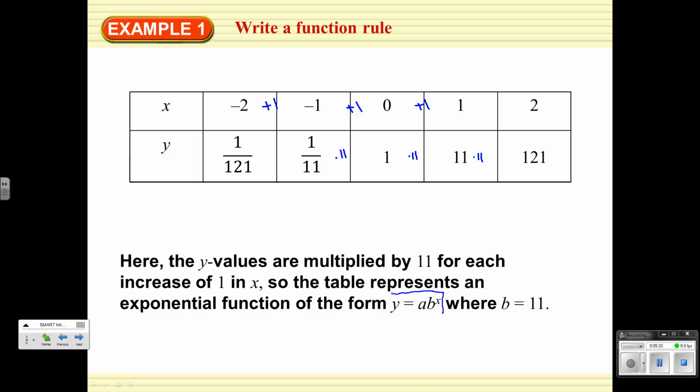Please remember this form, okay? And how your y values are changing, the multiplication effect that's going on here, that becomes your b. b equals 11. So if we were going to write this, we could write this as a times 11 to the x power. Now we still don't know what a is. We have to find what a is. But at this point, we don't know what that is. So now we just have a times 11 to the x power.